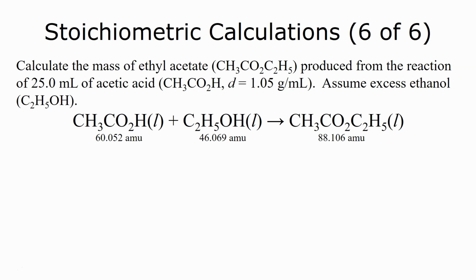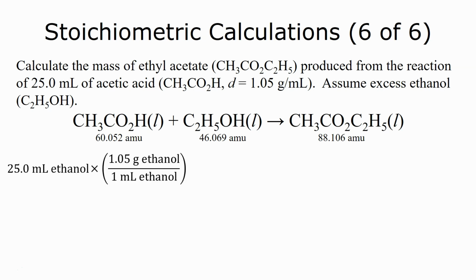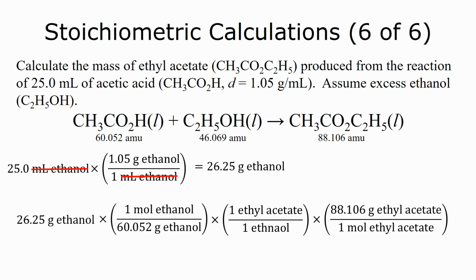We have to take the volume of ethanol, convert it to the mass of ethanol using its density, which has been given, and then use that calculated mass of ethanol for your standard calculations, converting mass into moles of ethanol, then moles of ethanol into moles of ethyl acetate, and then finally converting moles of ethyl acetate into mass of ethyl acetate. If you did everything correct, your dimensional analysis should cancel out to give you grams of ethyl acetate.